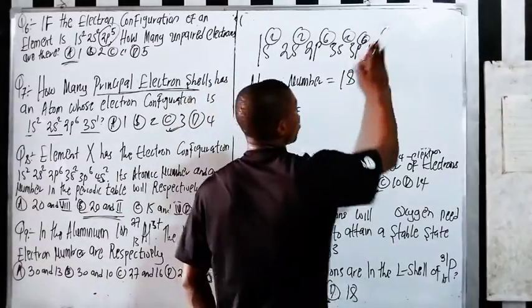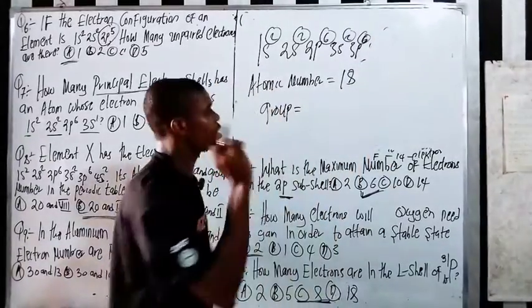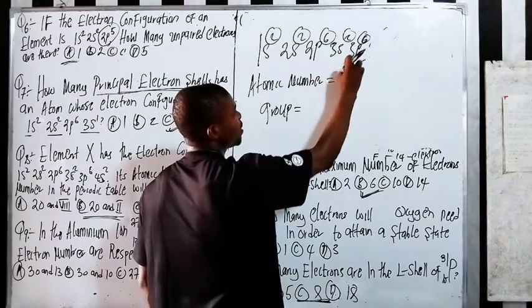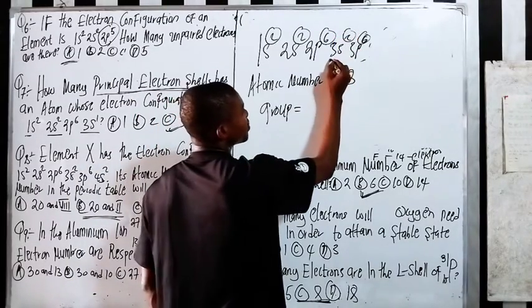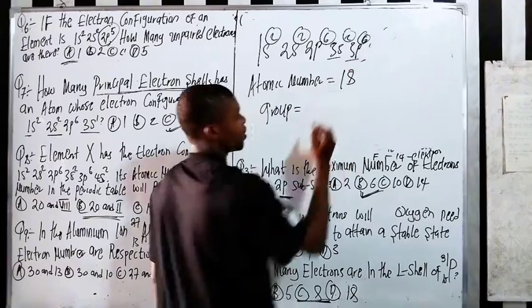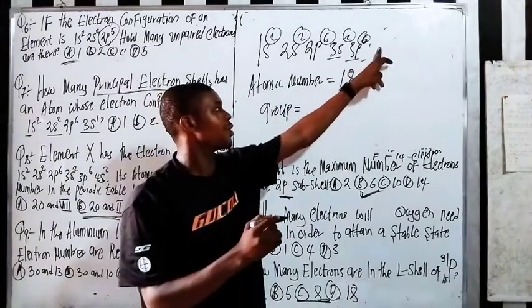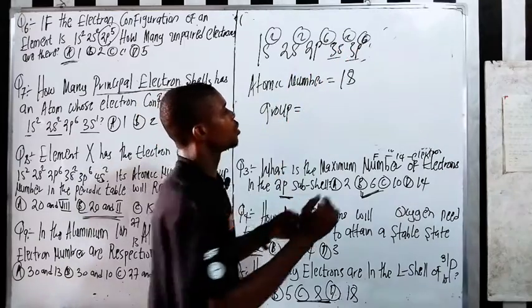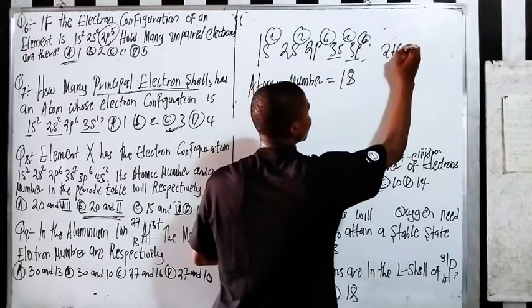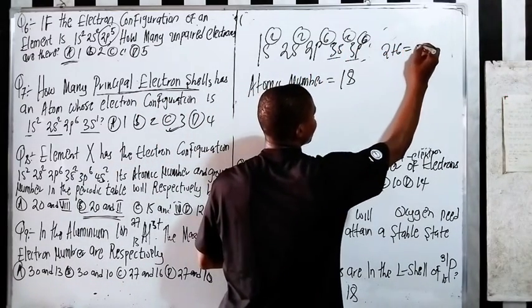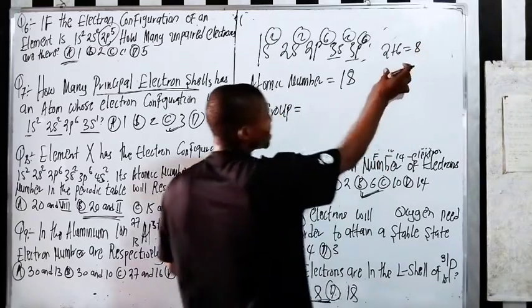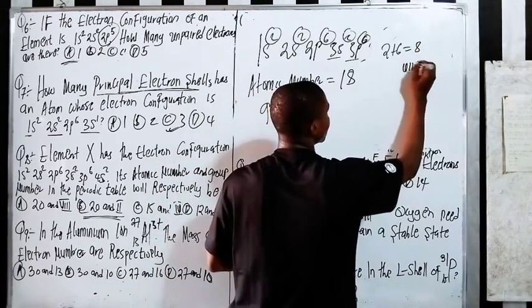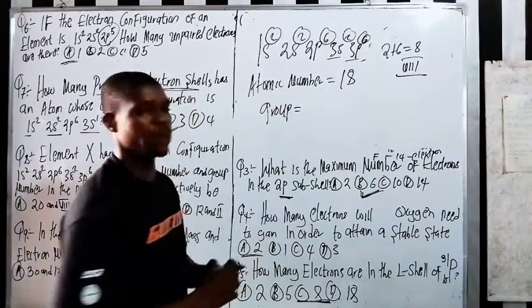But for the sake of this one, please pay close attention. 3s2, 3p6. Now we have 3s, 3p, so you cannot just pick the last one here. So what I want to do here is sum the two of them. 2 plus 6 is going to give me 8, right? So this one belongs to Group 8.